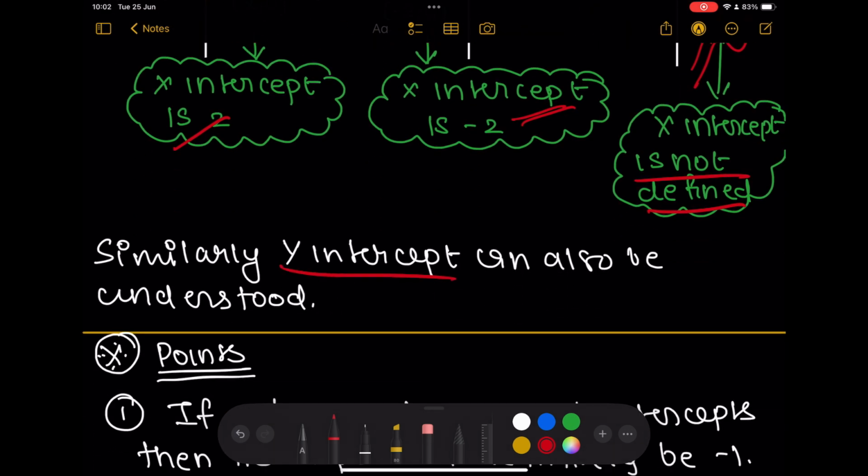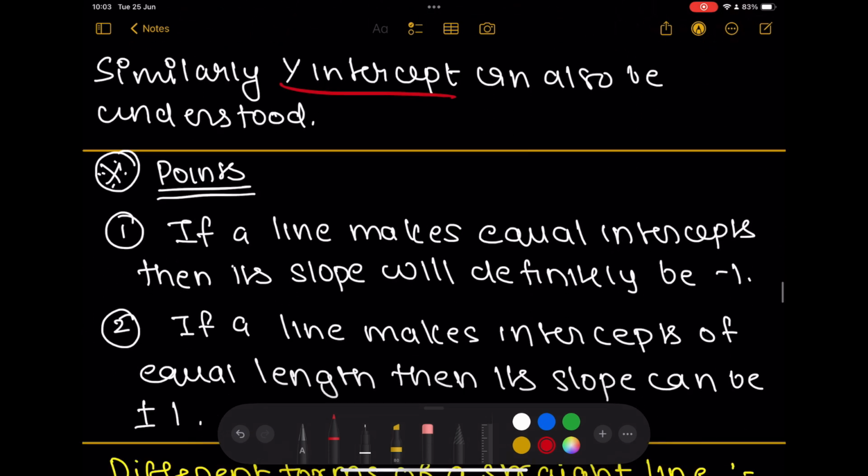Simply, y-intercept you can now think for yourself. See, y-intercept is when a line intersects the y-axis, the y-coordinate will be the y-intercept. That can also be positive or negative, or can also be undefined. When it's undefined, if you have a line parallel to the y-axis, y-intercept is undefined, right? Very easy.